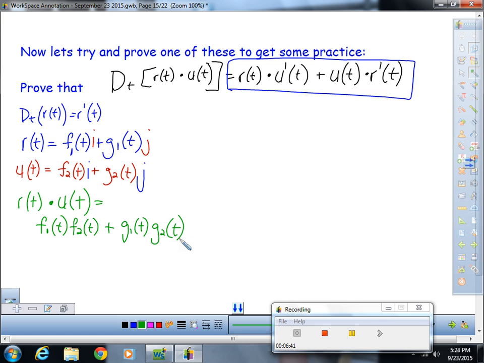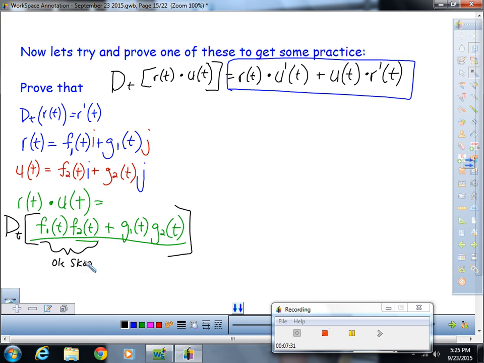Okay, so we've got a lot of information. I'm going to go back over it. Notationally, if we take the derivative of this function, we're just going to refer to it as that. We have defined our r of t as f1 of t i plus g1 of t j. We've defined our u of t as f2 of t i plus g2 of t j. And we've defined in green here what r of t dot u of t will give us. All right. Well, look, we want to take the derivative with respect to t of this thing right here. Now look, remember, this is old school.